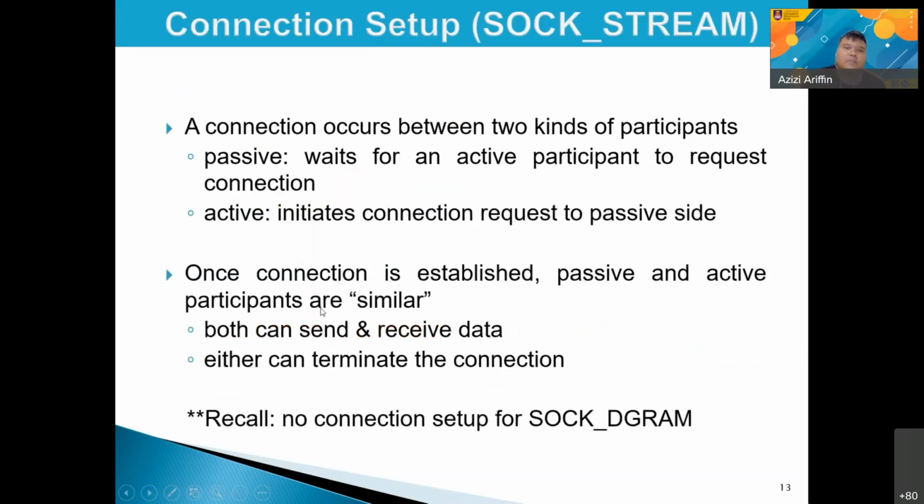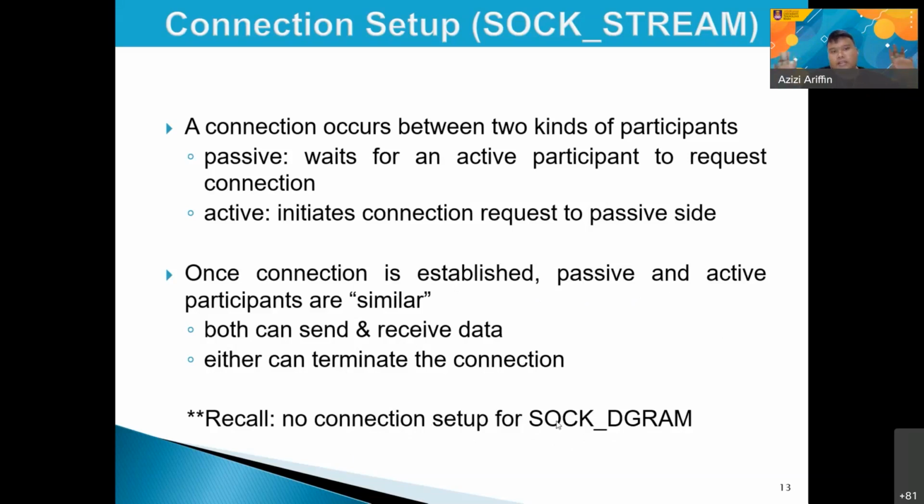Okay, so a connection occurs between two participants, which are the server and the client. Usually the passive one is the server, where it will wait for a request from the client. Why is it passive? It is waiting for the client. Then the active one is the one that initiates the connection to the passive side. So the active one is the client. Once a connection is established, passive and active participants are similar, so that they can send and receive data between each other.